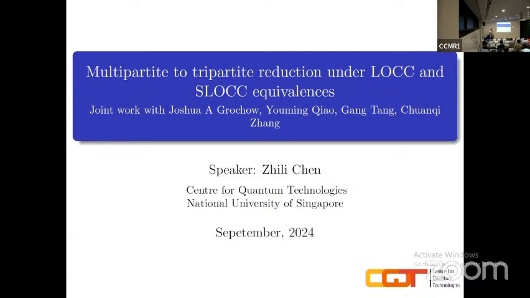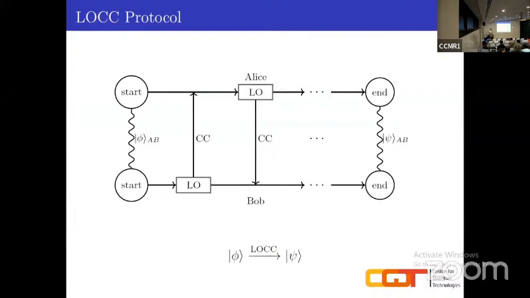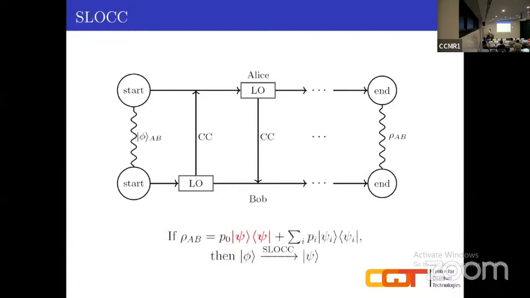Okay, so first let's have a quick look at the definition for LOCC. Here is an example for two-partite LOCC. In the beginning, Alice and Bob share an entanglement, and they can have multiple rounds of local operation and classical communication. In the end, they will get a new entanglement state, psi, and we say that phi is LOCC convertible to psi, if we have this protocol.